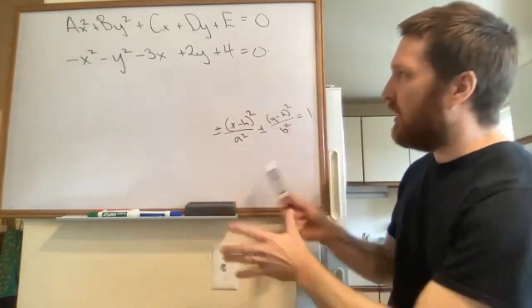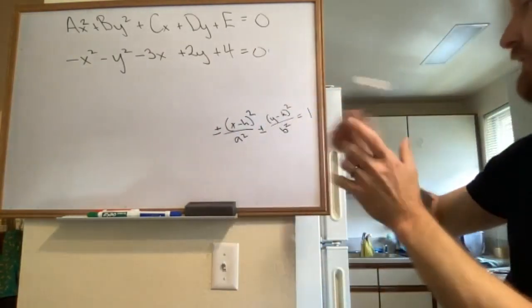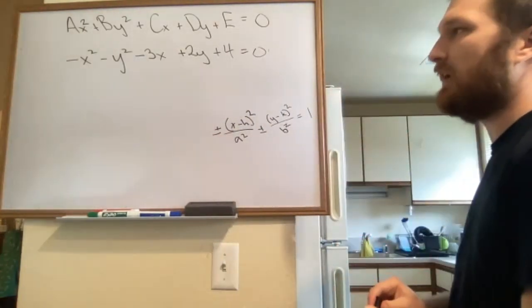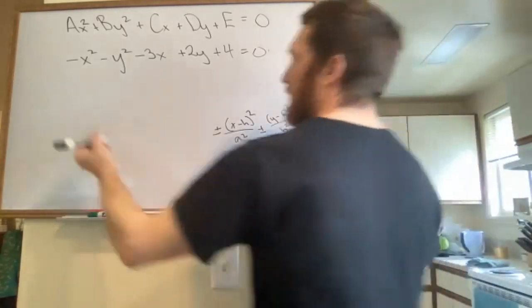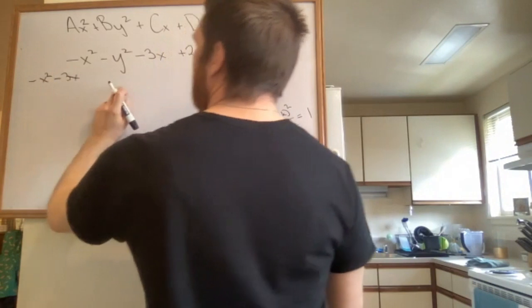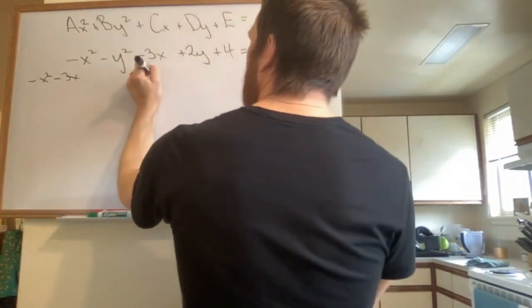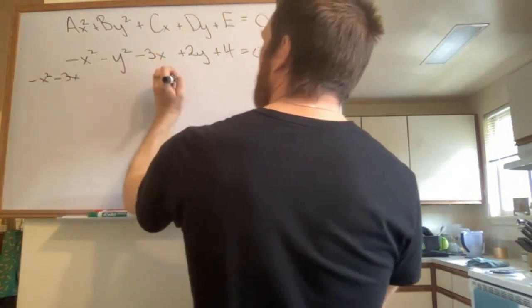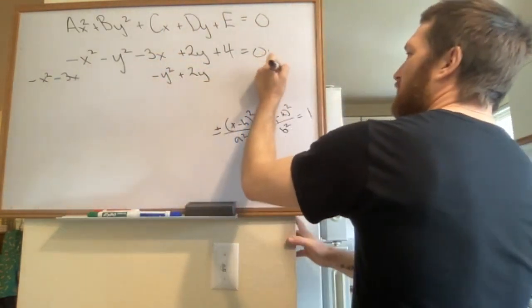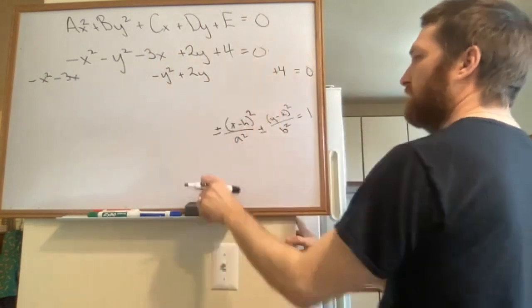So moving on, we want to take this thing and put it into this form because I don't see an obvious parabola. So we're going to complete the square twice. I'm going to get the x's together with a minus x squared minus 3x. I'm going to get my y's together with a minus y squared plus 2y. I'm going to bring my plus 4 over here equal to 0, just like that.